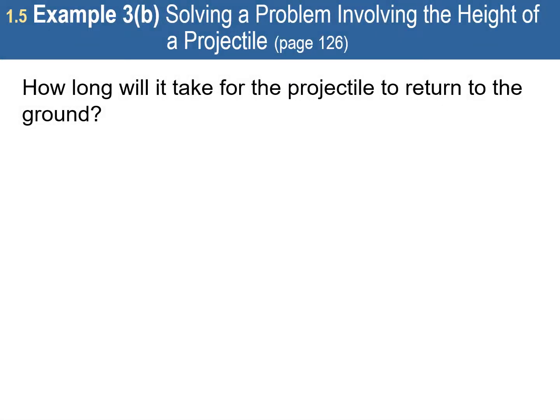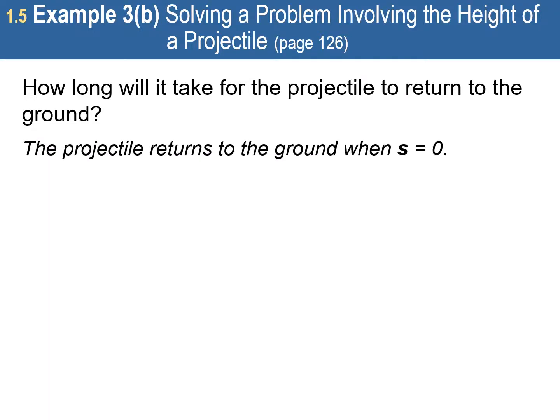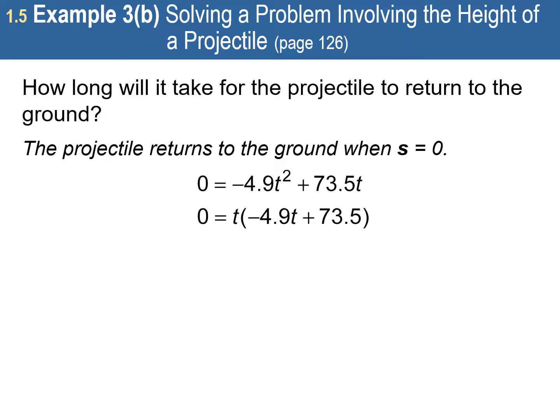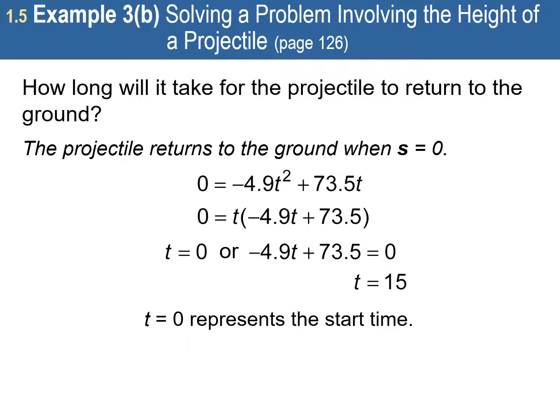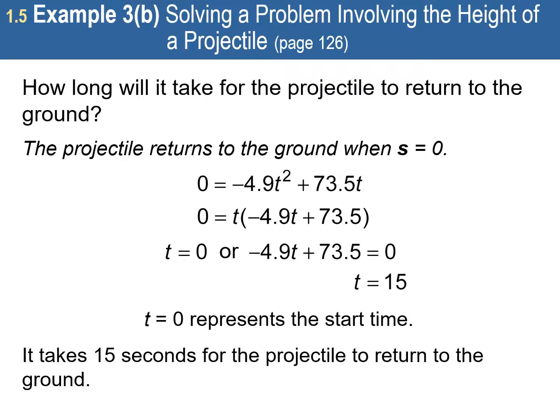How long will it take the projectile to reach the ground? What we're asking for then is when is S equal to 0. So I set 0 equal to negative 4.9 t squared plus 73.5 t. In this case, I don't need to use the quadratic formula. I can factor t out, and I can use the zero product property that tells me t is 0, or when negative 4.9 t plus 73.5 is 0. Solving that, I get t is 15. So it's going to take the projectile 15 seconds to return to the ground.